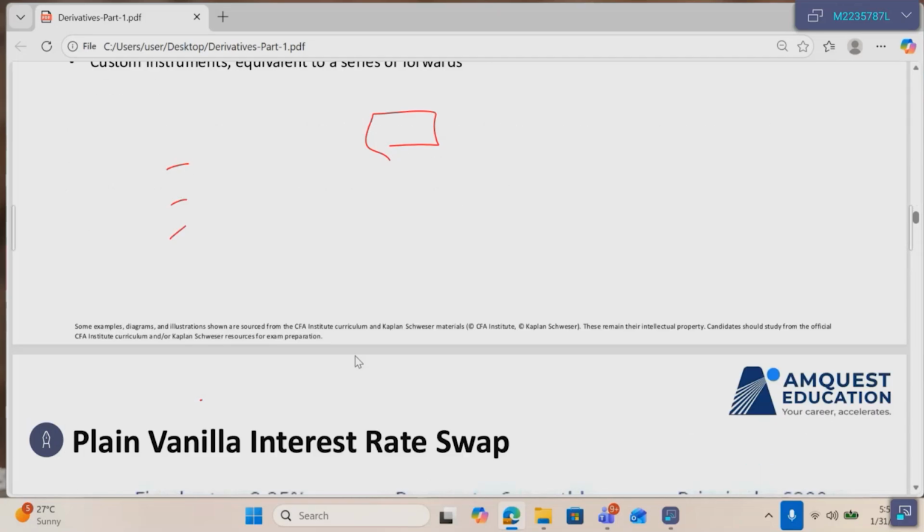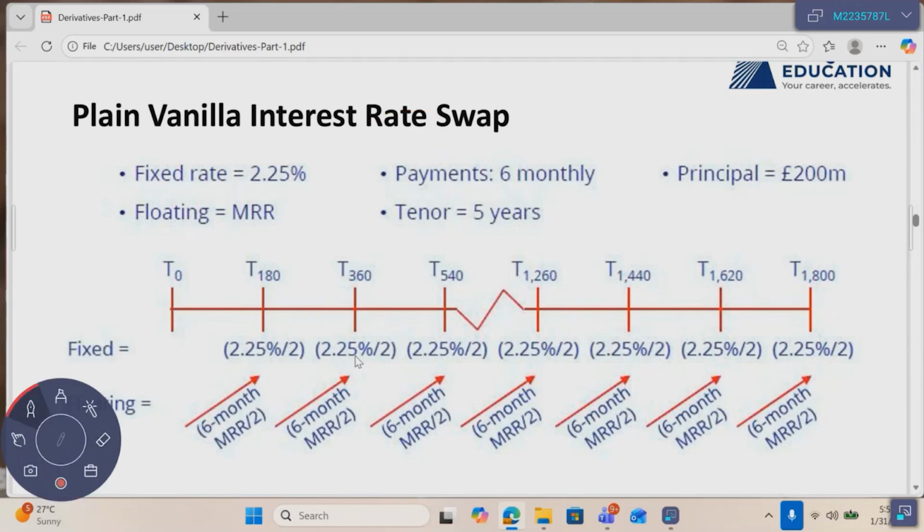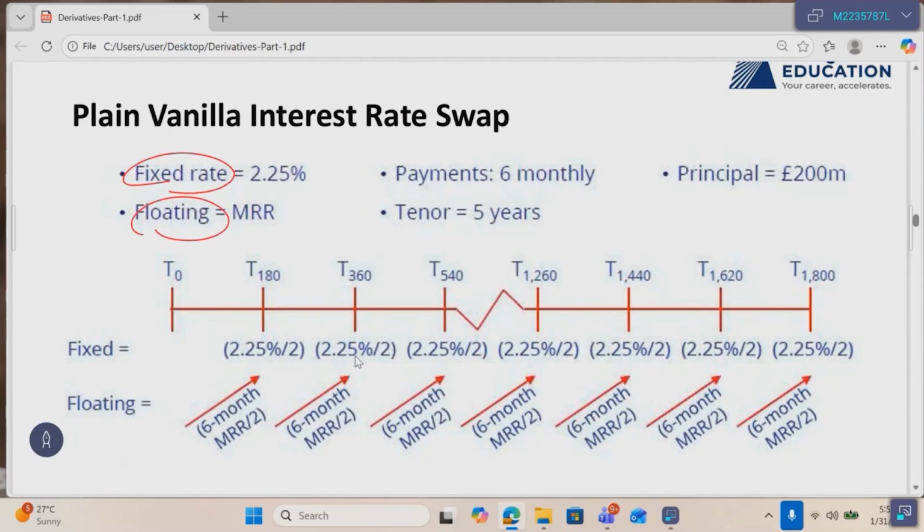Now in swaps, the most popular one is called the plain vanilla interest rate swap. The plain vanilla interest rate swap basically refers to a simple, plain interest rate swap where interest is being swapped every quarter or every period, right? Now look at the example here. In this swap, I've agreed to swap my floating rate for a fixed rate, right? Floating rate to a fixed rate. That's called a swap.